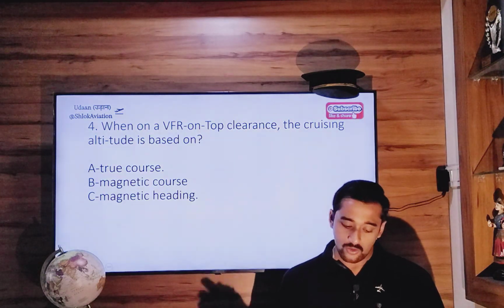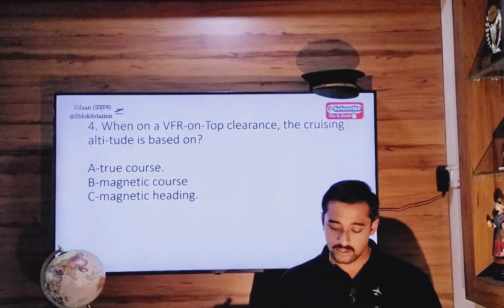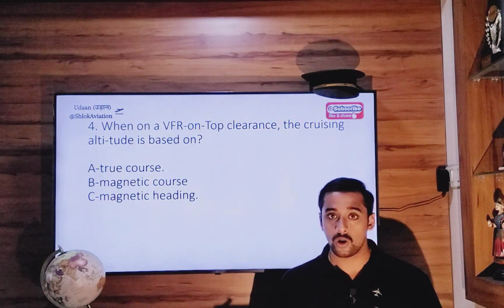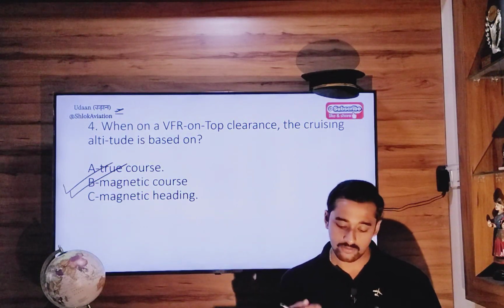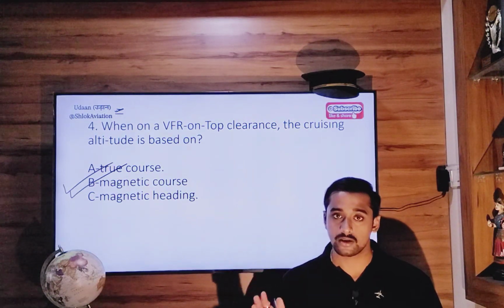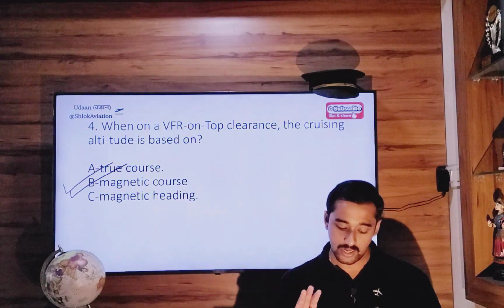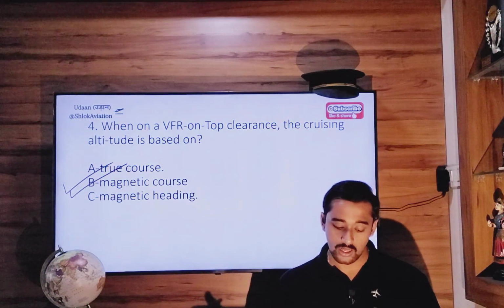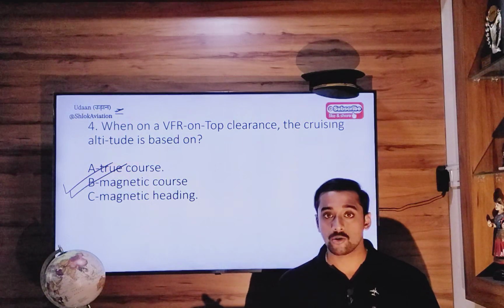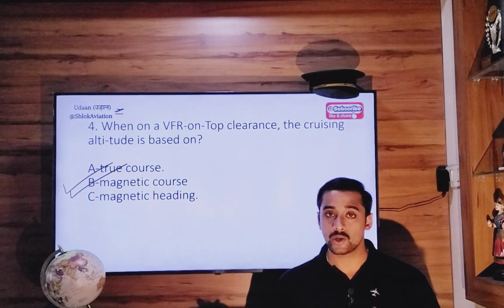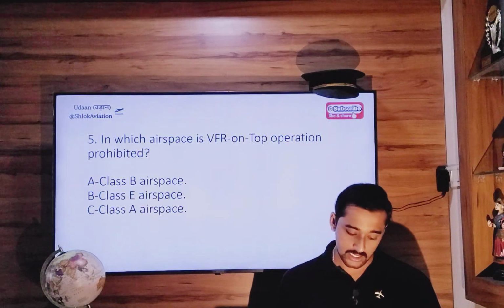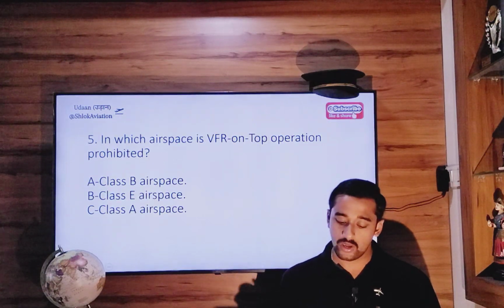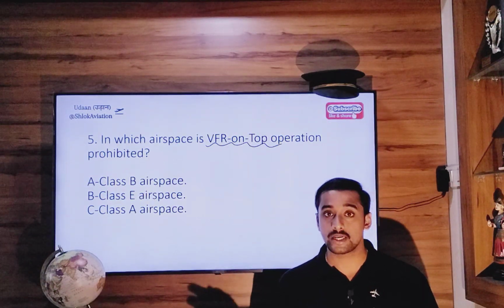Next. When on a VFR on top clearance, the cruising altitude is based on magnetic course. Very important. All altitudes based on the semicircular rule are based on magnetic course, not magnetic heading, not true course, not true heading. It's magnetic course.